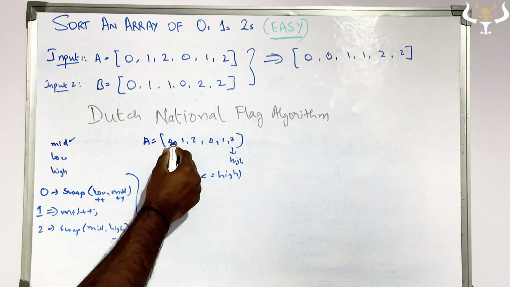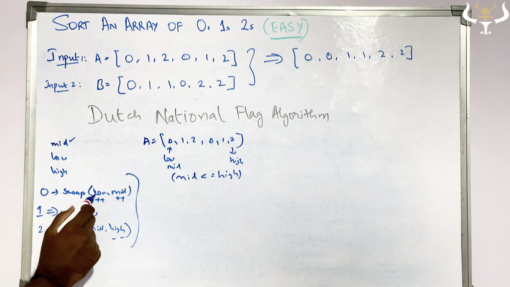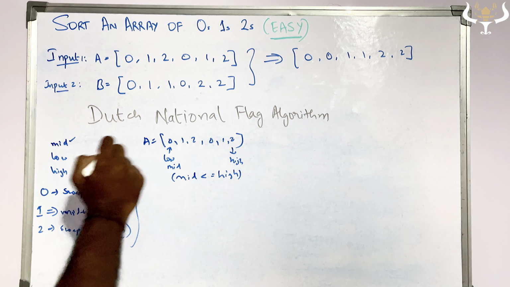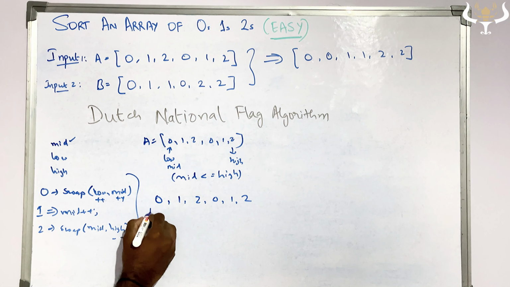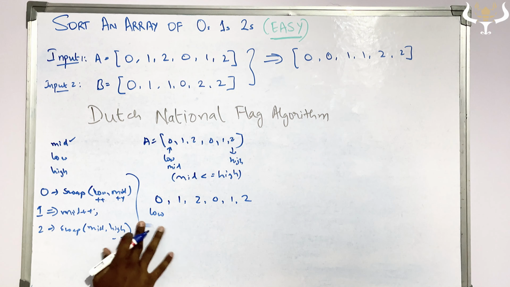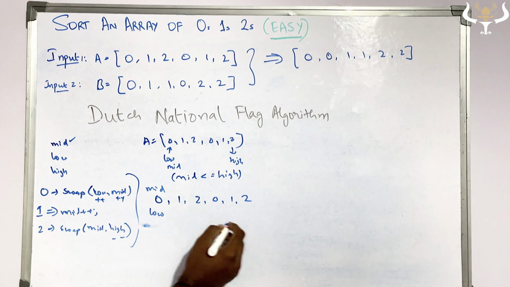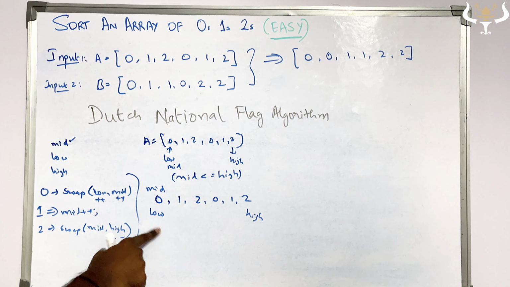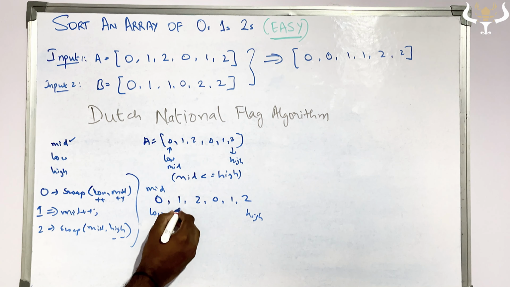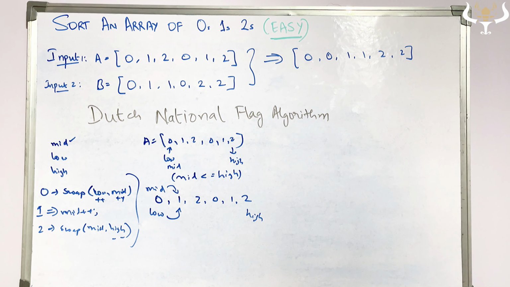So my mid element is 0 now. Whenever it is 0, I'll just have to swap my low and mid. So I have 0, 2, 0, 1, 2, with low, mid, high. Initially my low and mid are pointing to the same element. Since it is 0, I am just swapping and incrementing the low and mid. Now mid and low are pointing to 1.